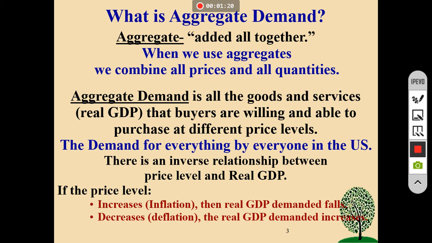in the next slide. So when we talk price level, we're talking inflation, right? So price level is how expensive things are. If the price level goes up, we're having inflation. If the price level goes down, we're having deflation. So with an increase in inflation, the real GDP demanded falls. With a decrease, or deflation, total demand and our GDP increase. So things get more expensive, we have inflation, people are going to demand less. Things get cheaper, people demand more.